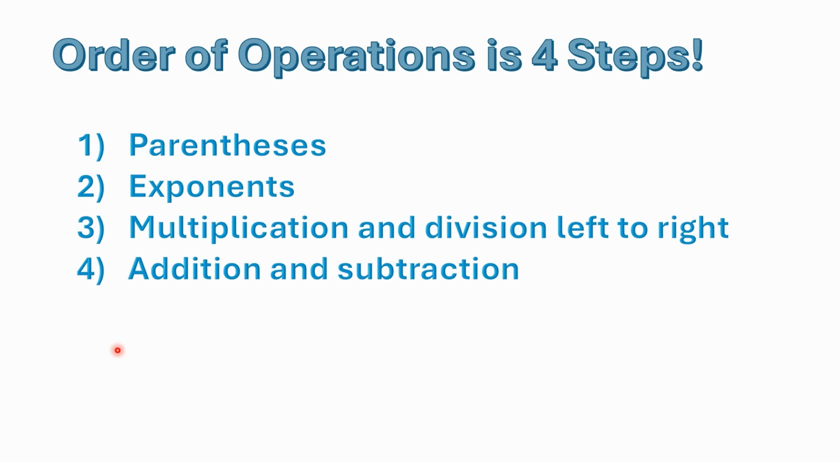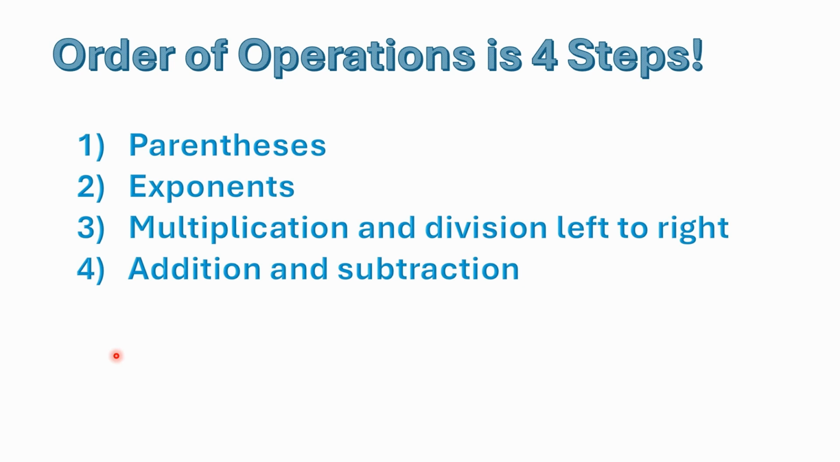The order of operations is only 4 steps. It's not six. The six letters does not mean it's 6 steps. You just have your parentheses, your exponents. Third step is your multiplication and division left to right. Your fourth step is your addition and subtraction.